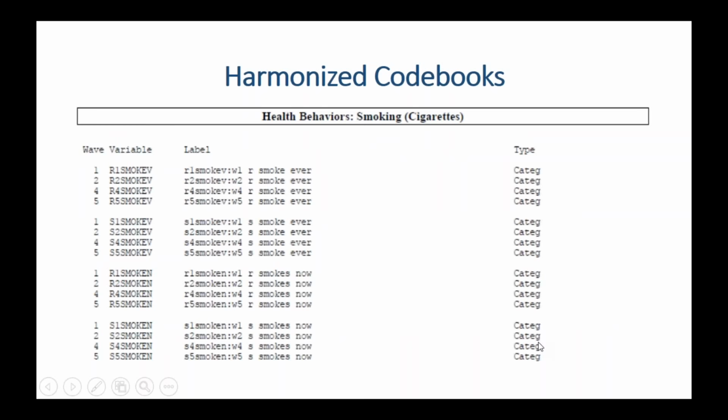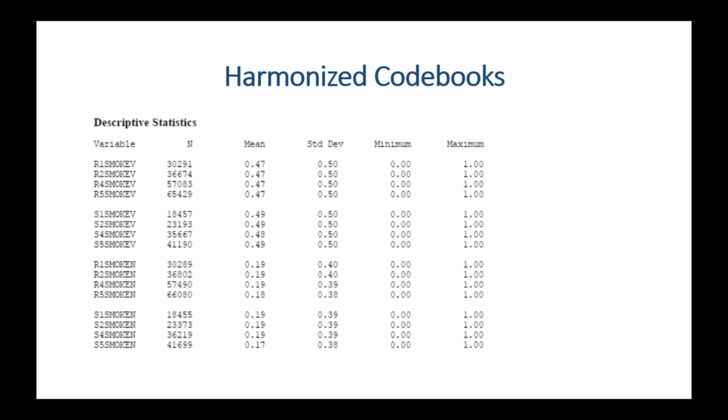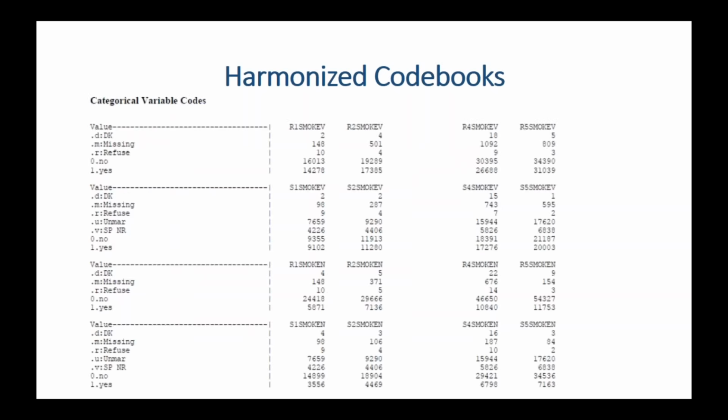Here's an example of a harmonized codebook. So this is smoking in the harmonized SHARE, that variable we looked at. So we produce both an ever smoke and a smoke now variable, both for the respondent and for the spouse. We provide some general descriptive statistics. These are not population estimates because we have not applied those weights yet, but they give you an idea of how the data is distributed inside of the data set.